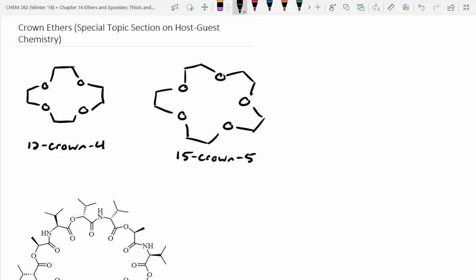And then last but not least, we've got the biggest of them all, at least the most common one. Whoops, sorry. Let me space this out differently. This one has 6 oxygens in it.